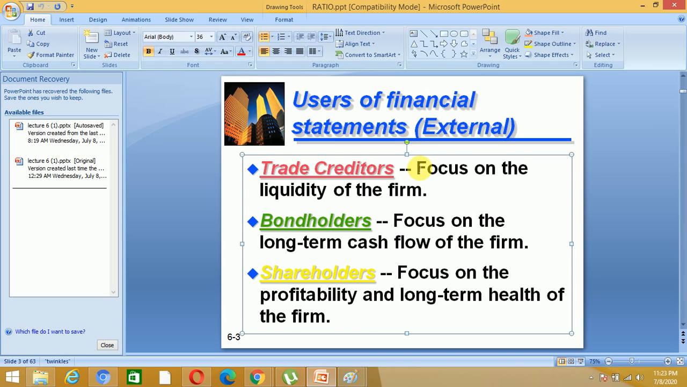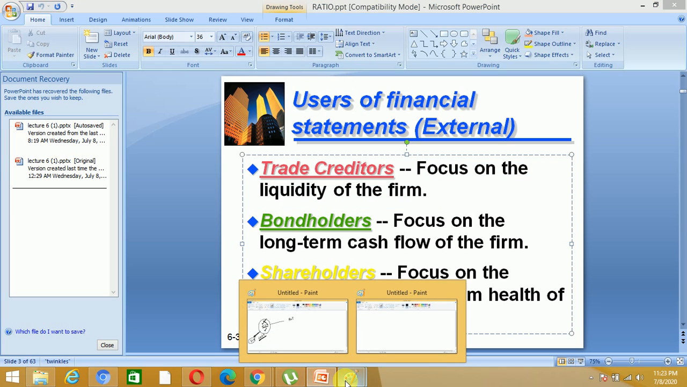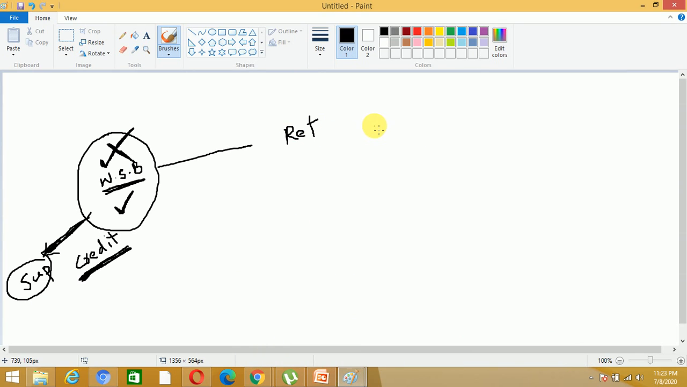What will trade creditors do? They will focus on the liquidity of the firm. Liquidity means short term debt paying ability. Short term debt paying ability. Liquidity.